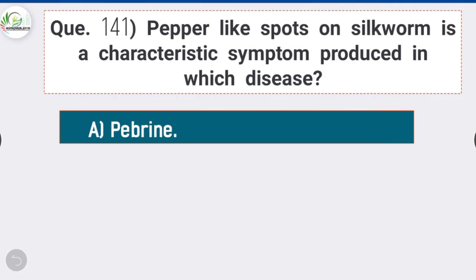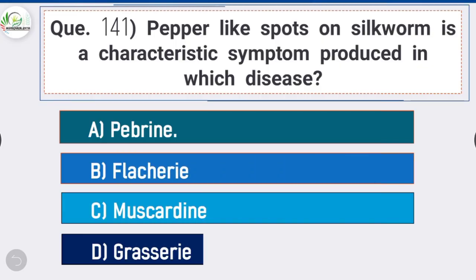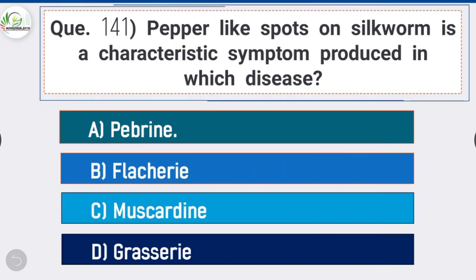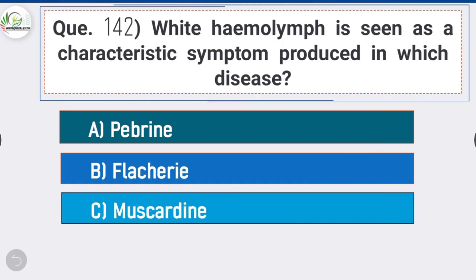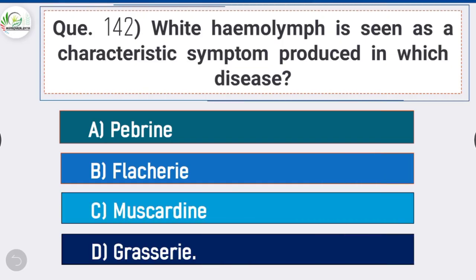Question number 141. Paper-like spots on silkworm is a characteristic symptom produced in which disease? Option A is the correct answer, pebrine. Paper-like spots on silkworm is a characteristic symptom produced in pebrine disease. Question number 142. White hemolymph is seen as a characteristic symptom produced in which disease? Option D is the correct answer, Grassery. White hemolymph is seen as a characteristic symptom in Grassery disease.